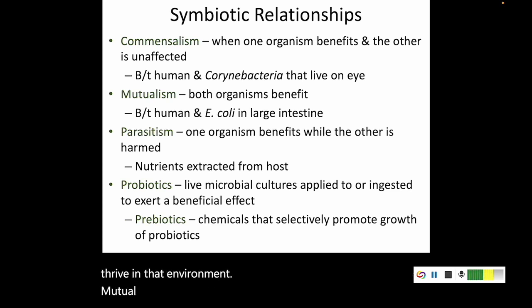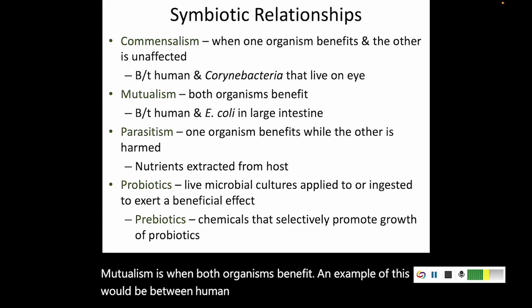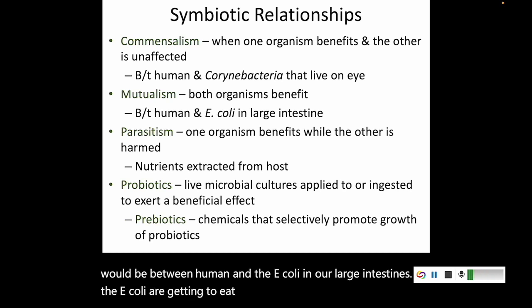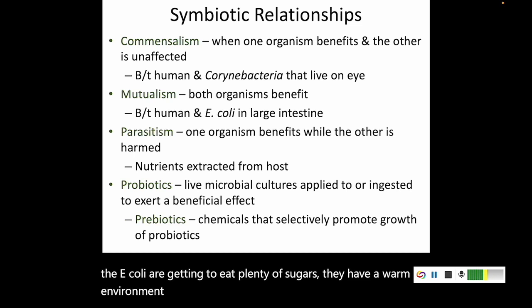Mutualism is when both organisms benefit. An example of this would be between humans and the E. coli in our large intestines. So the E. coli are getting to eat plenty of sugars. They have a warm environment. They're protected from our immune system. They're able to grow and thrive.